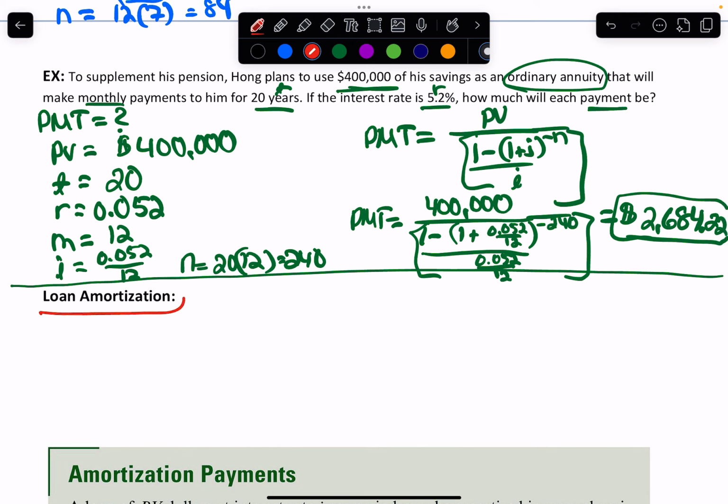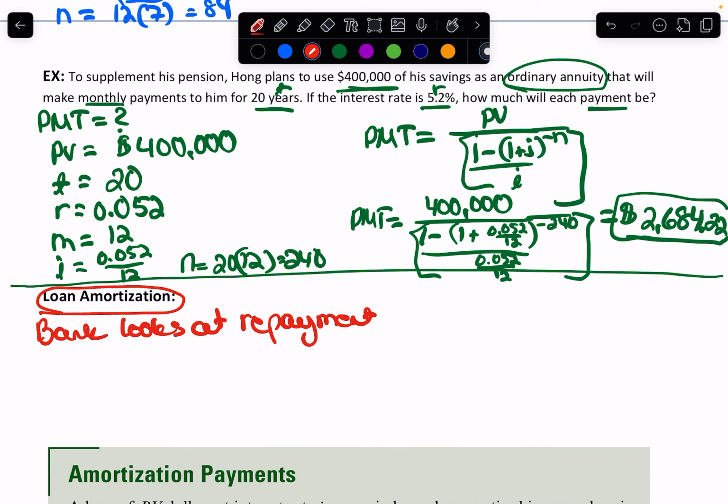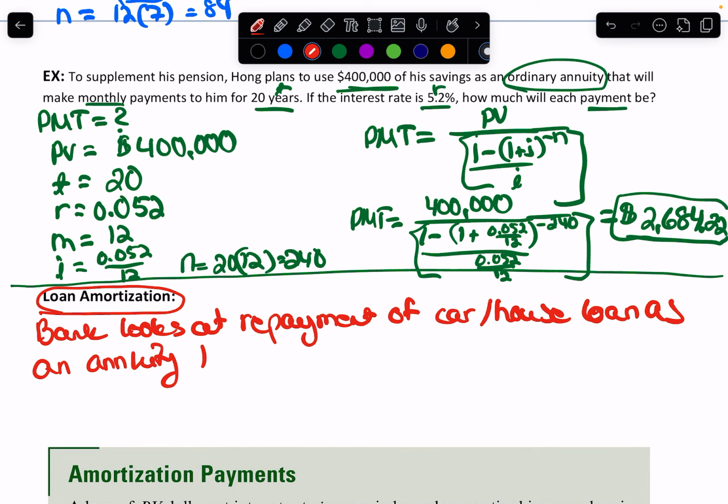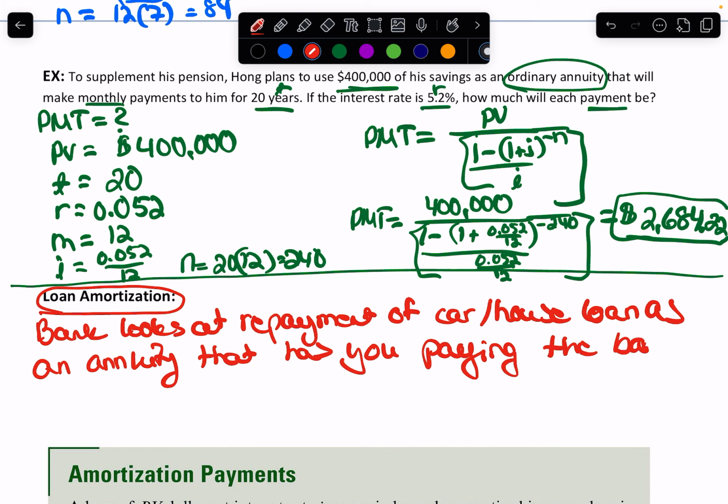Let's look at loan amortization. The bank looks at repayment of a car or house loan as an annuity that has you paying the bank a fixed amount each month.